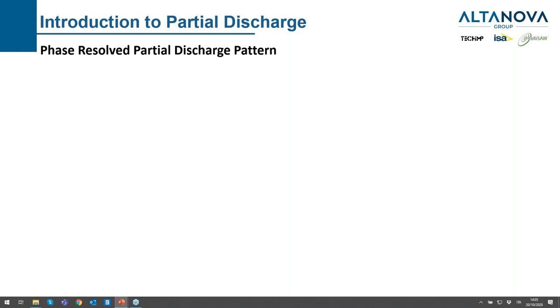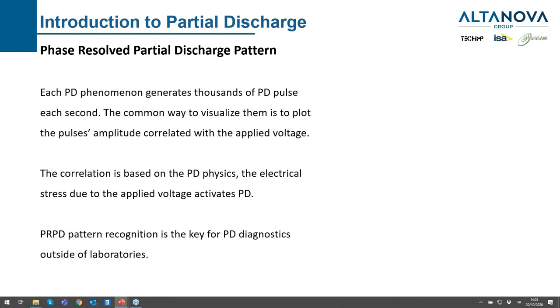Another very important concept for partial discharge testing is the phase-resolved partial discharge pattern, the PRPD pattern. Each PD phenomenon will generate thousands of PD pulses. Each defect will generate thousands of PD pulses each second. The common way to visualize them is to plot such pulses' amplitude correlated with the applied voltage phase angle. The correlation is based on the PD physics. The electrical stress due to applied voltage activates partial discharge. The study of the PRPD pattern is the key for the recognition of PD diagnostics outside of laboratories.